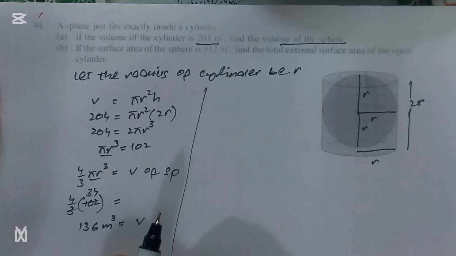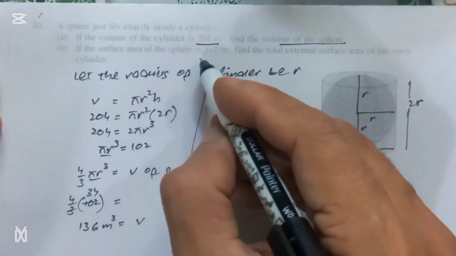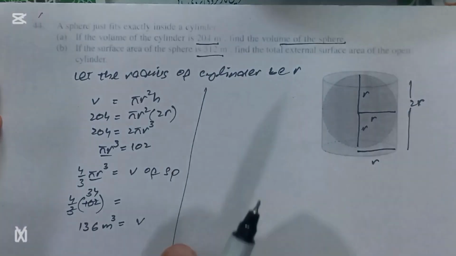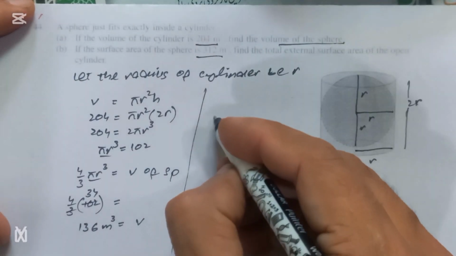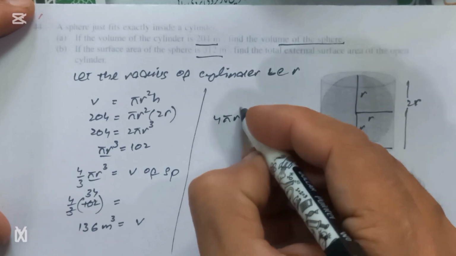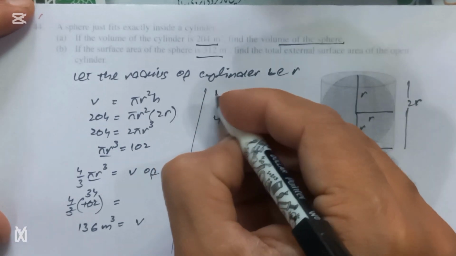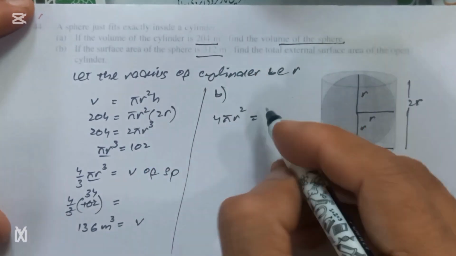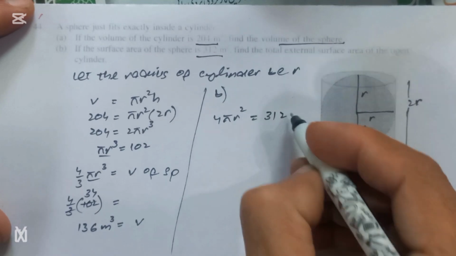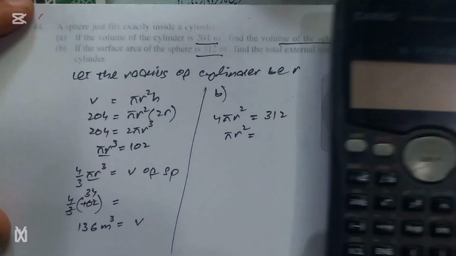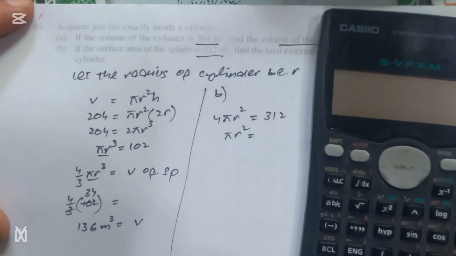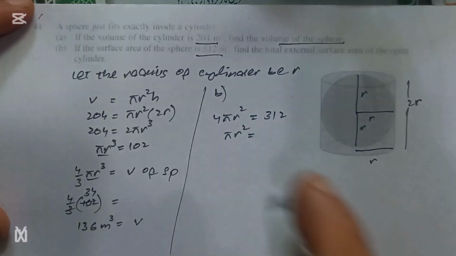Now the second part's requirement is if the surface area of the sphere is this. Surface area of the sphere. Okay, but surface area's formula for the sphere is 4 pi r square. This is B part. And value given is 312. Find the value of pi r square from here. So 312 divided by 4. Answer will be 78.